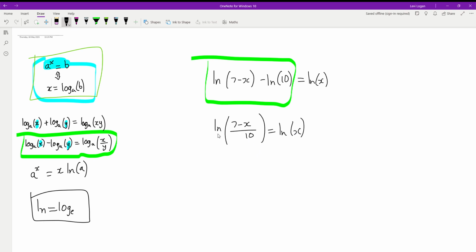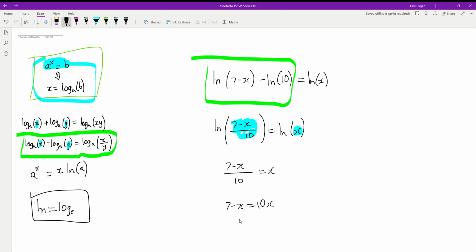Now, here's a trick you can do. If you've got a log acting on this side and a log acting on this side, you can actually cancel out the logs, because log of all this is going to be the same as log of all this. So basically all of this here must be equivalent to all of this here. So we can rewrite this as 7 minus x over 10 is just equal to x. In other words, we have 7 minus x is equal to 10x.